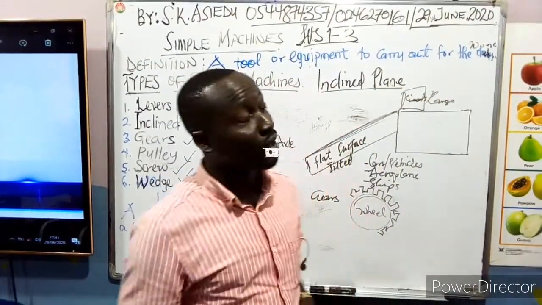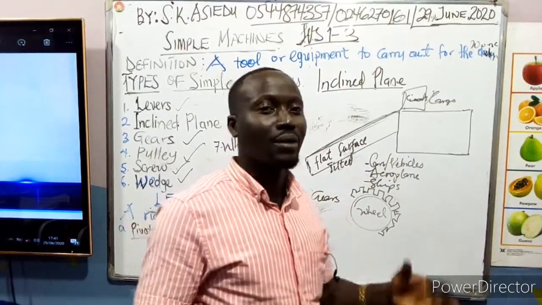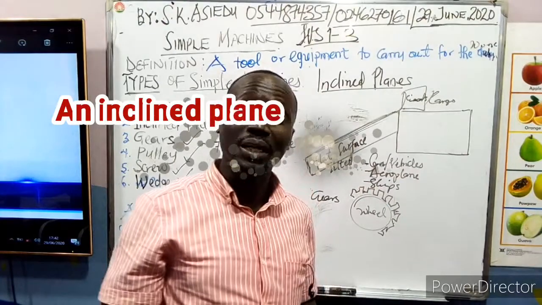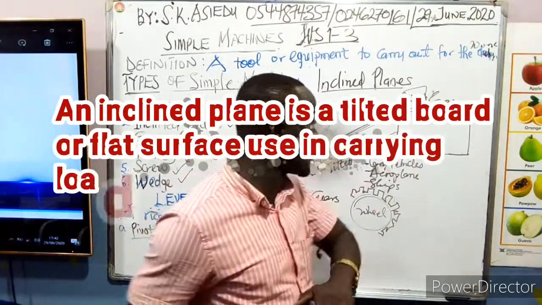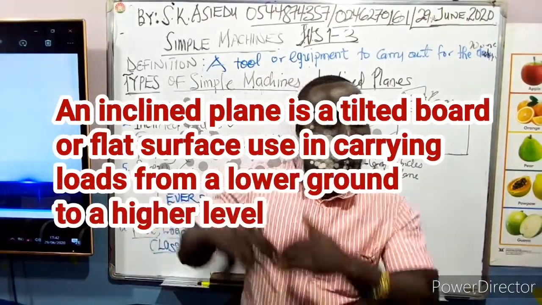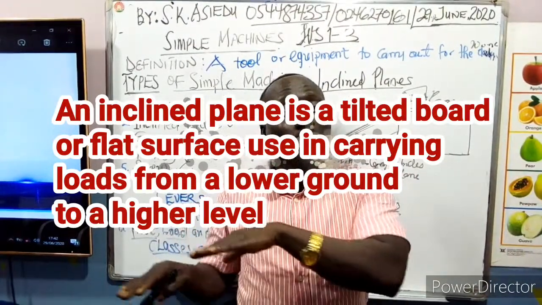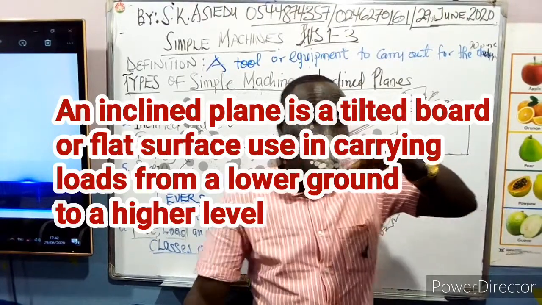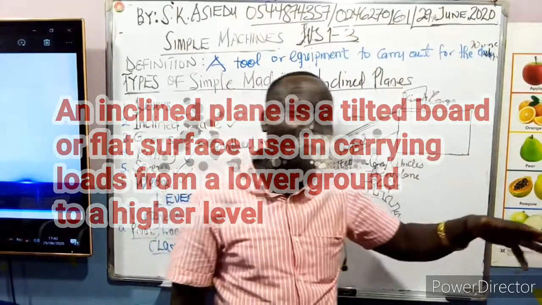The second type of simple machines that we can actually talk about is what we call inclined planes. An inclined plane is simply a tool which is a tilted board or surface that is able to help us in carrying load. It's a tilted or flat surface which is able to help us in carrying load from a lower level to a higher level. How do we get this inclined plane? How do we use them?